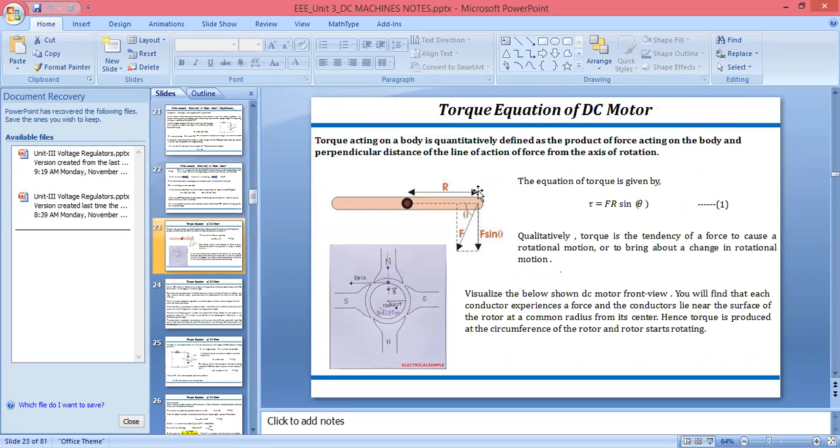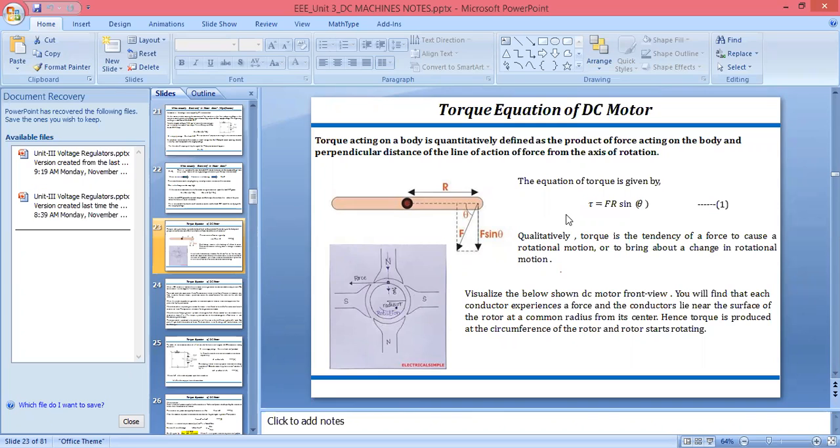Torque acting on a body is defined as the product of the force acting on the body and the perpendicular distance. This is the perpendicular distance of the line of action of the force from the axis of rotation. It means the armature winding, the armature, will rotate. So from the center, that distance we are calling the arm. We are taking that as the perpendicular distance.